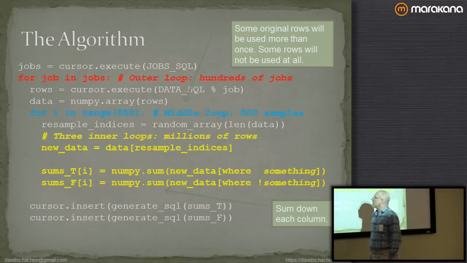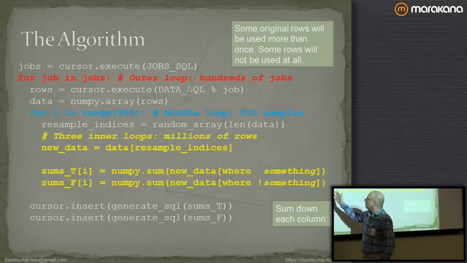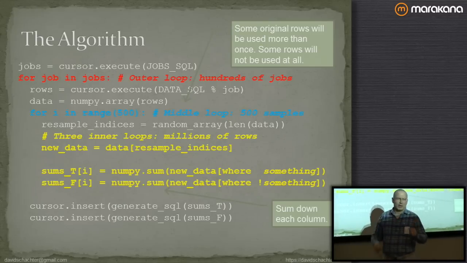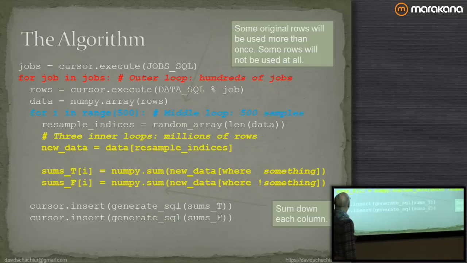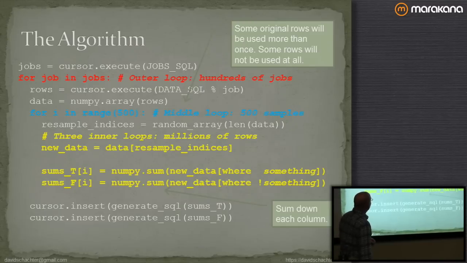So this is the basic algorithm. This looks like Python. It's really pseudocode. After I wrote the program, I went back and did the pseudocode just for these slides. And the code you see here in red is the outer loop for each of the jobs. So phase 1 in white at the top, we get the list of jobs. I'm sorry, that's phase 0, get the list of jobs. Phases 1, 2, and 3 are inside the red loop. Phase 1 is the next two white rows. Talk to the database to get the data and convert it into NumPy.